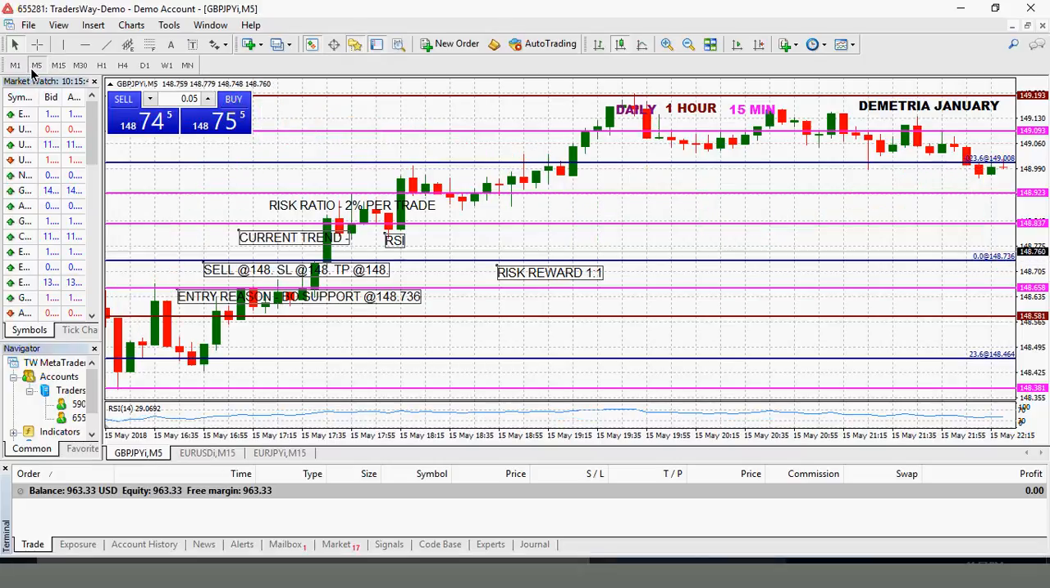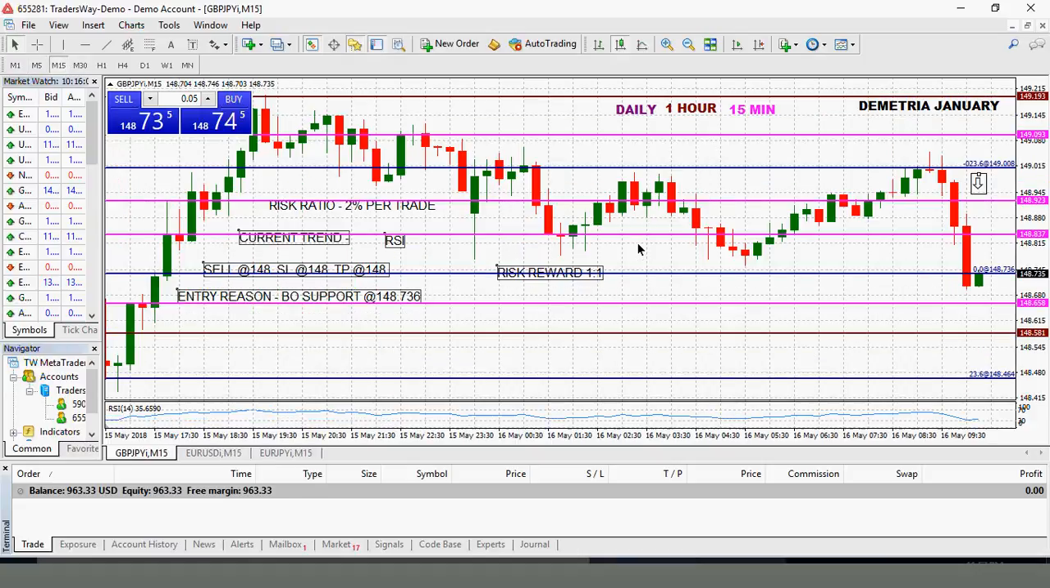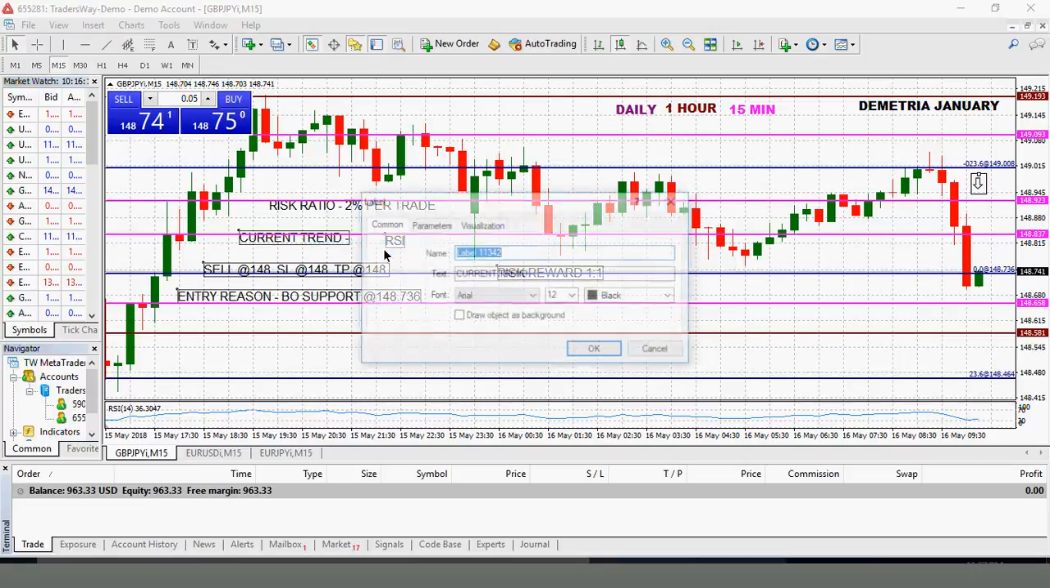Let me look at the 5-minute candlestick to see what happened. So it's been bearish except for this one. And this one, there's some indecision. So I need to wait for confirmation before I enter. In the meantime, my risk ratio is 2% per trade. The current trend is down.